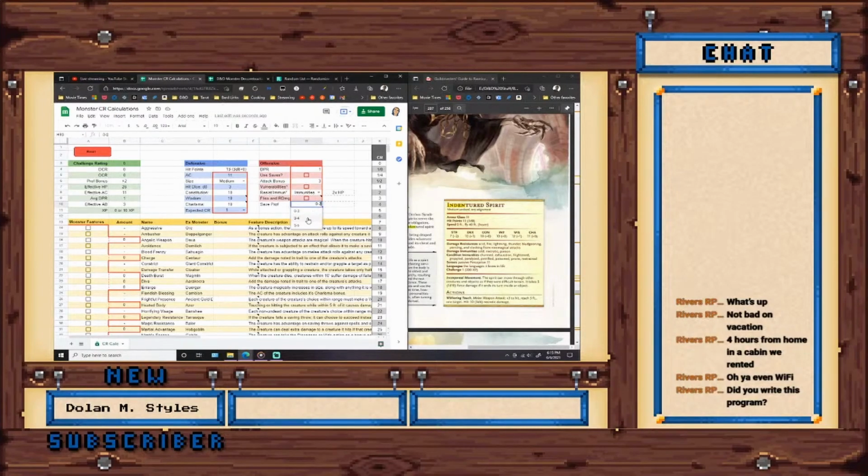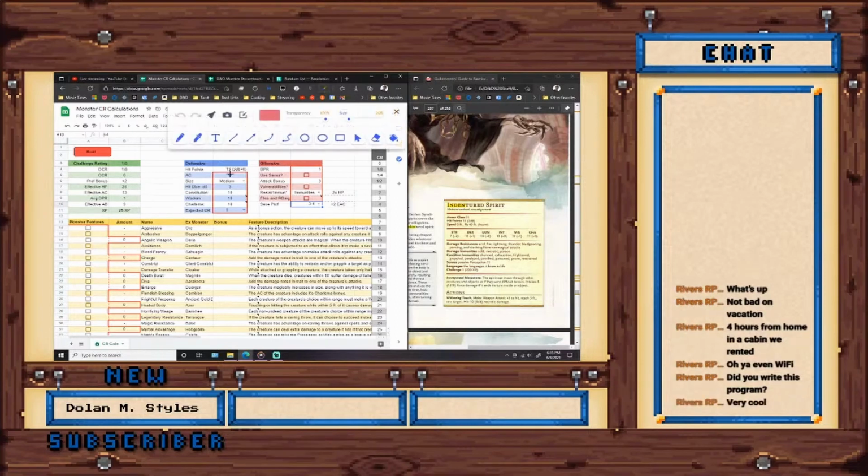For instance, if I switch this from 0 to 2 to 3 to 4 saves, we'll see our monster would get plus 2 effective hit AC, and you would see that immediate change from its expected to its effective hit points because of these changes that I've put on the screen here.